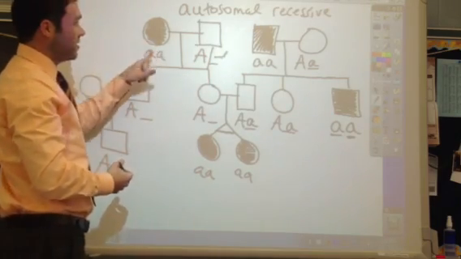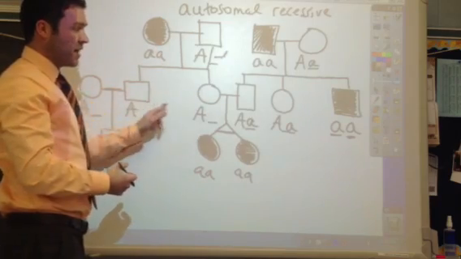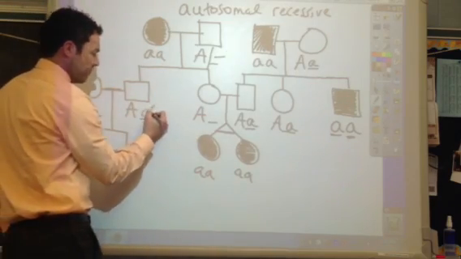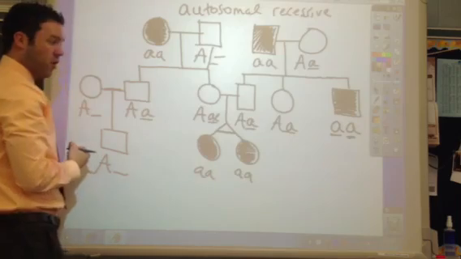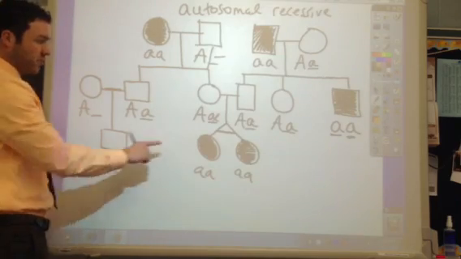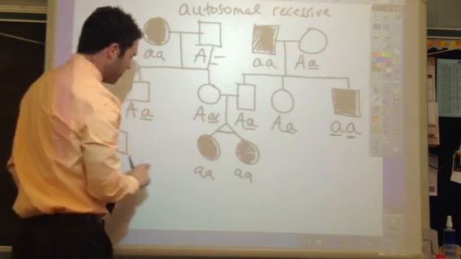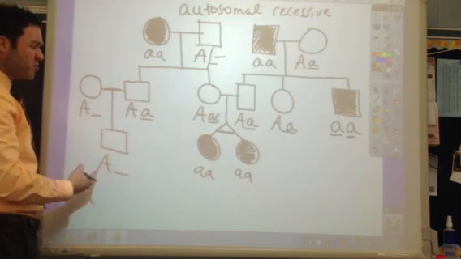With this, the mother's affected, so what does that guarantee the children have to be? Has to be also heterozygous. Okay, so that filled in. What about over here? Is there enough information?